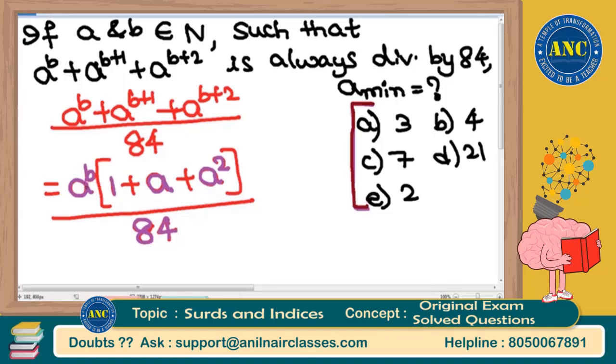If I put the value 2 power something, I don't know the B value, right? B can be anything. 2 power something, 1 plus 2 is 3. 2 square is nothing but 4. 3 plus 4 is 7. 7 is a factor of 84. 12 into 7 is 84 itself. But 2 into 7 is 14.